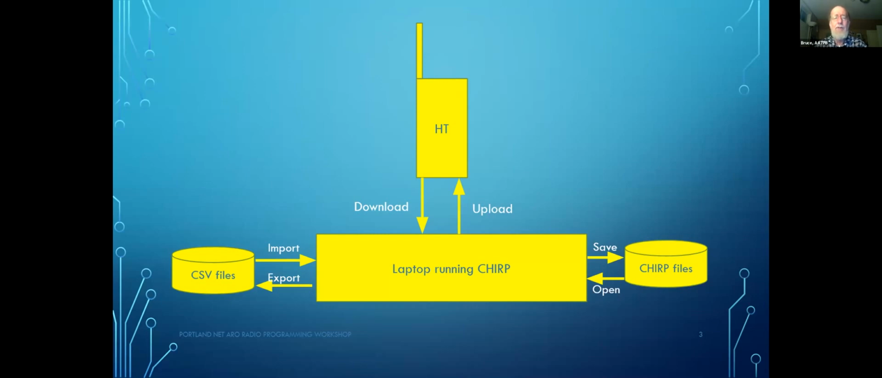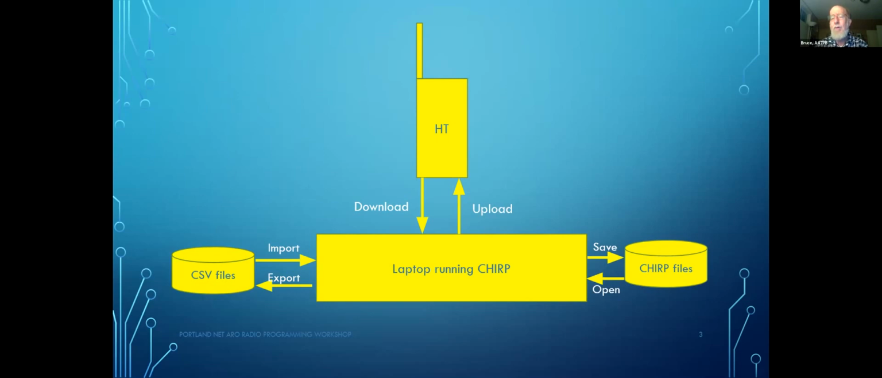If somebody gives you a file full of this information that's not set up for CHIRP, it's probably in comma separated values format, CSV, and CHIRP allows you to import that format and then save it in the CHIRP format. If you get a bunch of things that you want to share with a buddy and you're not sure that your buddy is using CHIRP, you can export to the CSV format.